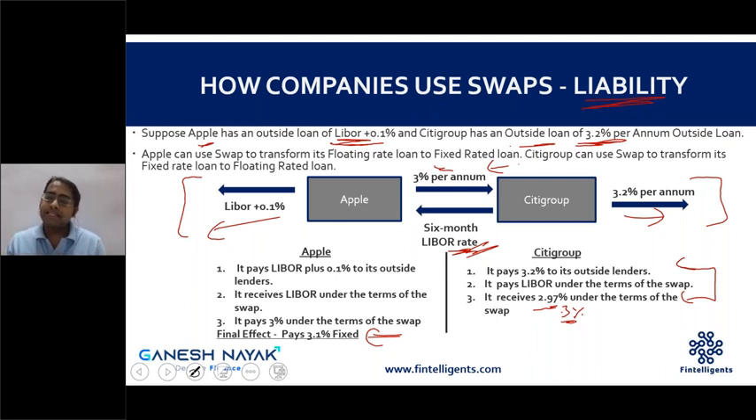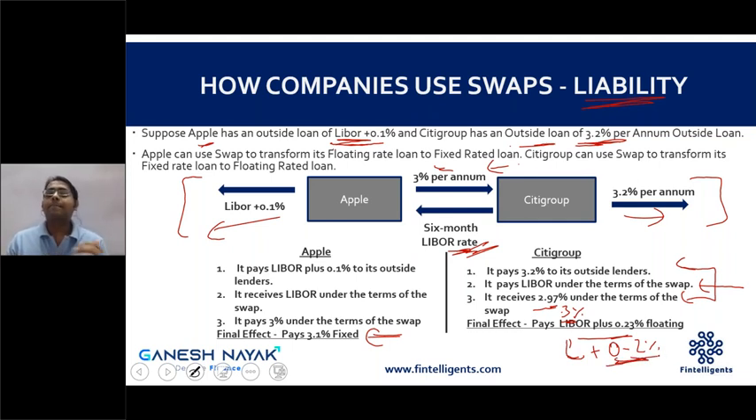And simultaneously, it is paying LIBOR. So that means the final payment combining all the 3 conditions is actually LIBOR plus 0.2%. This is the amount. So what we have done is we have transformed our floating rated liability or loan into a fixed rated liability by entering into a swap. And similarly, Citigroup has converted its fixed rated liability into a floating rated liability by entering into a swap. This is how a company uses it.